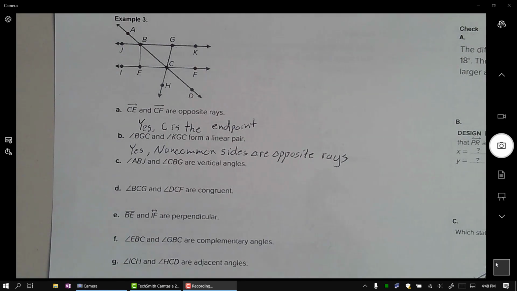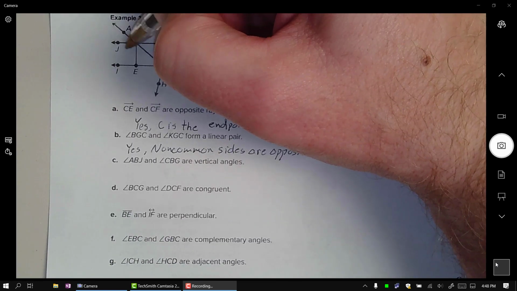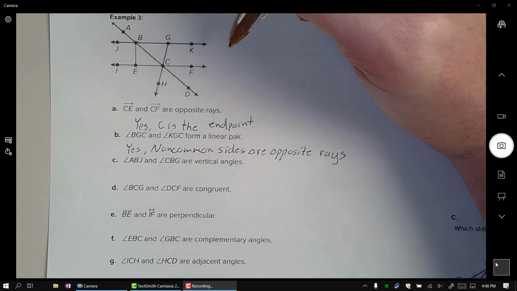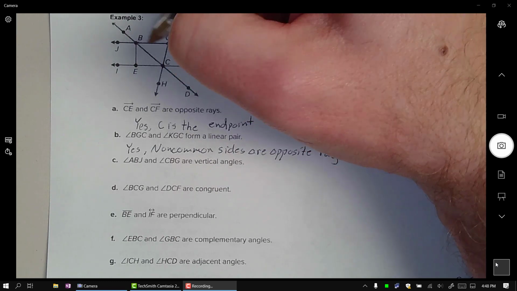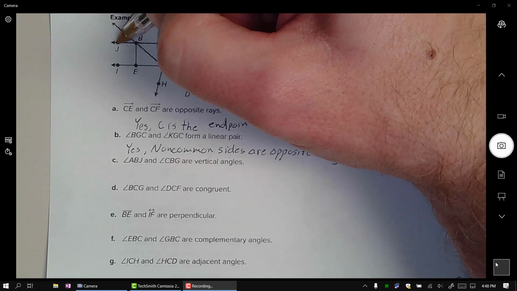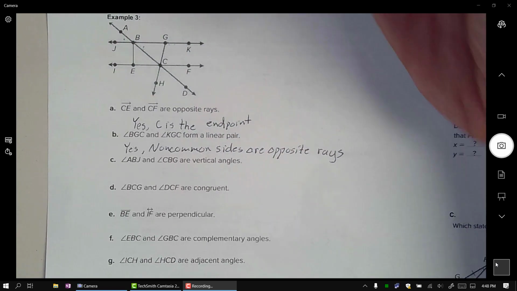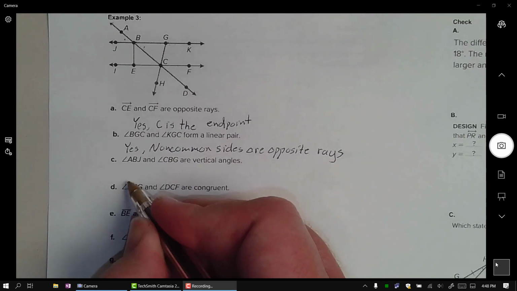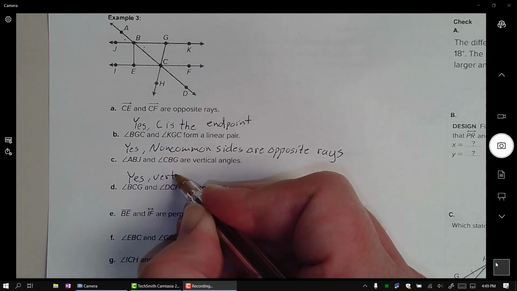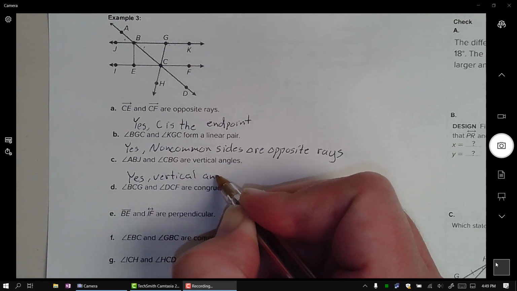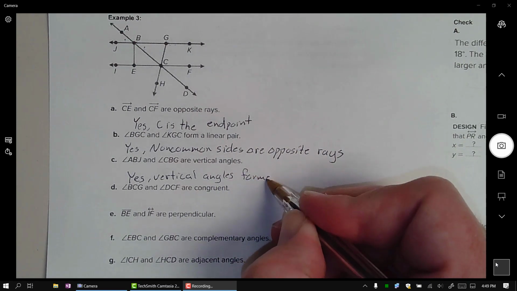Is angle ABJ, this angle right here, and angle CBG, this angle right here, are they vertical angles? So if you look, we have two lines intersecting. These are opposite of each other, so yes, these are vertical angles, formed by intersecting lines.